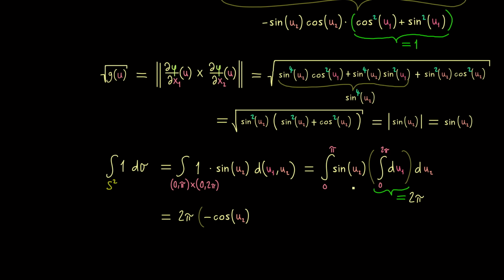In fact, we can just use the antiderivative, which is given by minus cosine of u2. And by putting in the limits, you see we have 1 plus 1. So in the end, we actually get 4 pi out, which is the area of the sphere. And with that, I think this is good enough for this example. Now I hope you know how such a surface integral works.